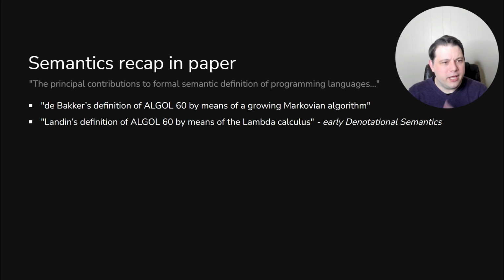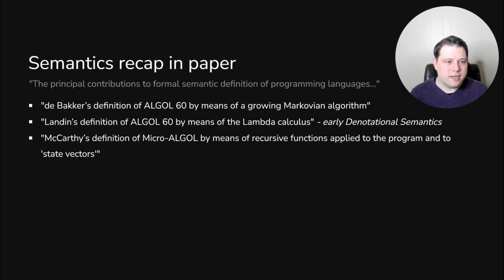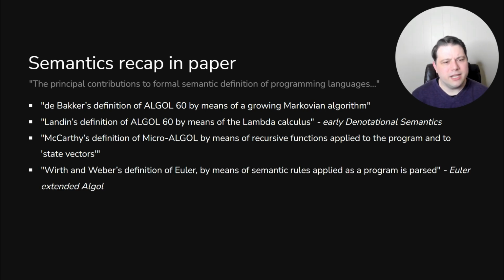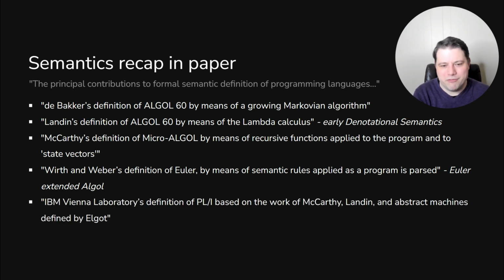This one was more influential, I think. Landin's definition of ALGOL 60 by means of lambda calculus, that led to what we now know as denotational semantics, but those terms were not yet being used. And John McCarthy, inventor of Lisp, actually also had his own little ALGOL run, a language he called microALGOL. And I'm not really sure what we would call his approach now, if we would even have a name for it. Then we have Niklaus Wirth and Weber define a language called Euler, which is also ALGOL. It's an extension of a generalization of some kind, as well as this one of PL1.